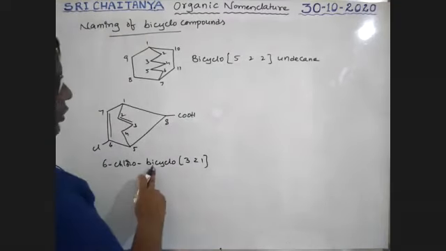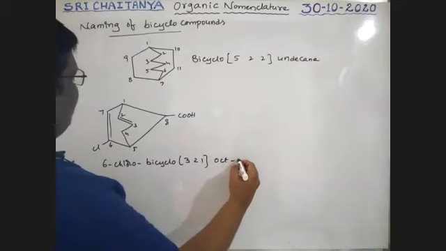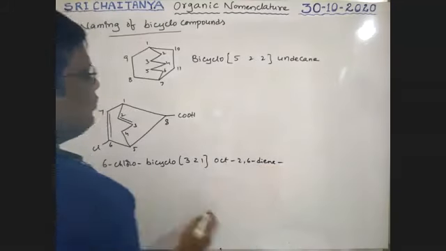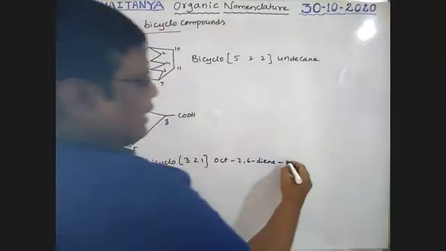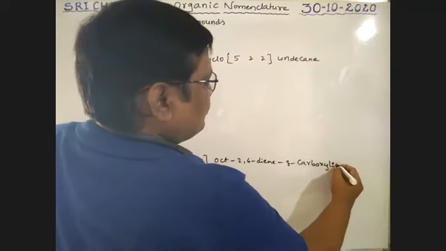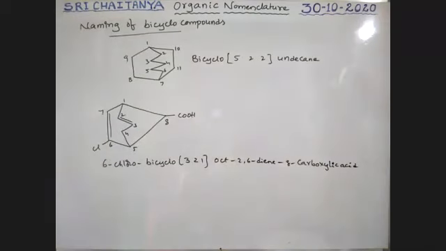So bicyclo 3, 2, 1, oct, 2, 6 diene, 8 carboxylic acid. It is the name of this compound. Now try yourself. I'm giving one more.